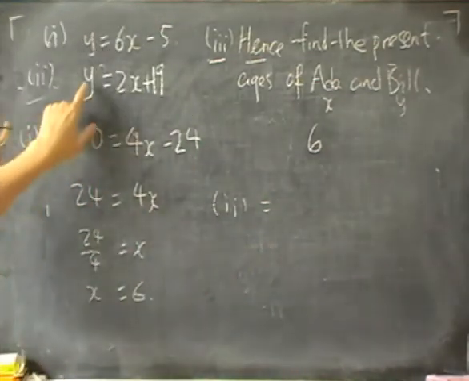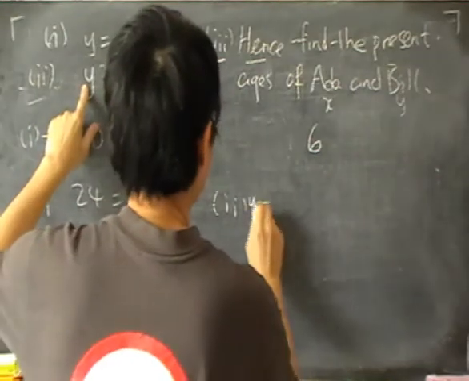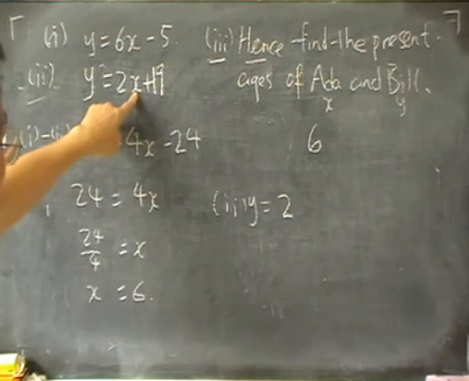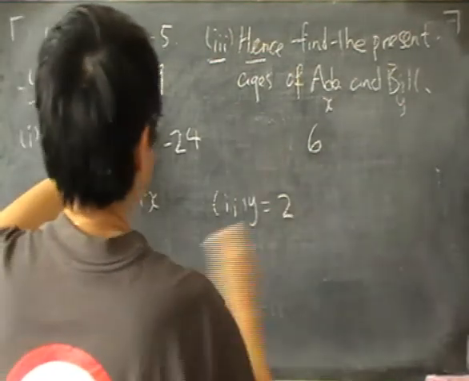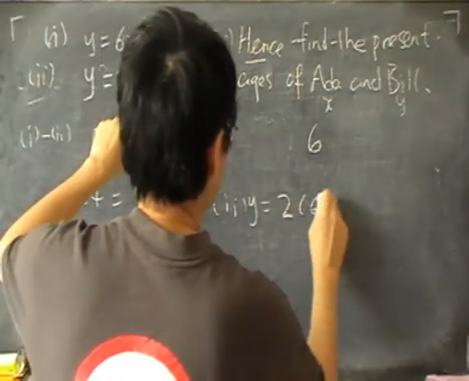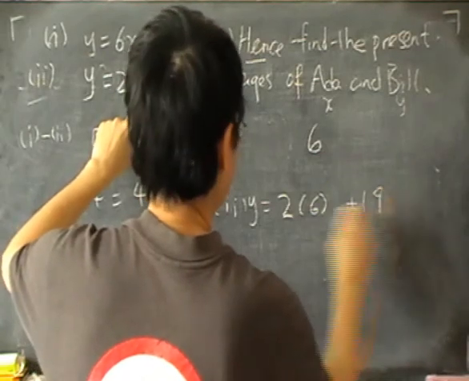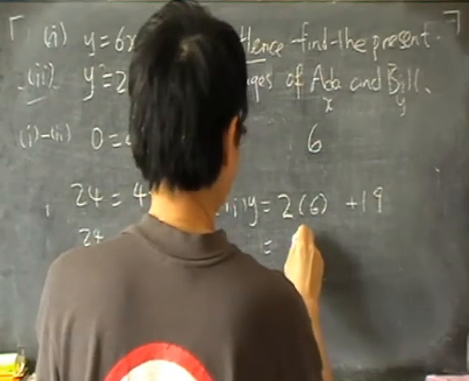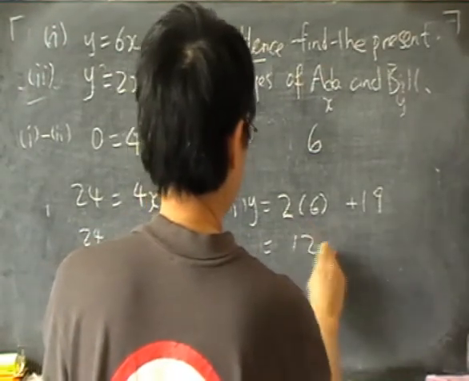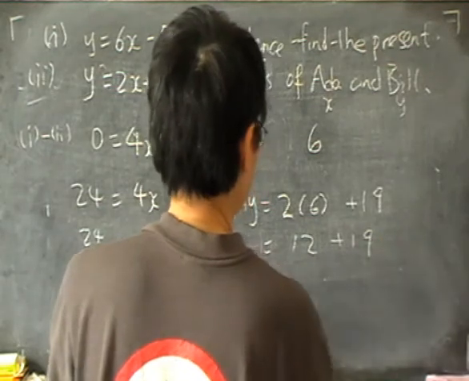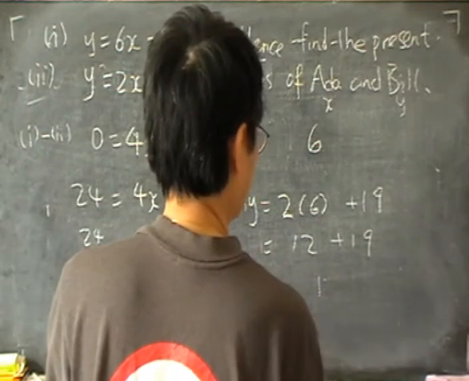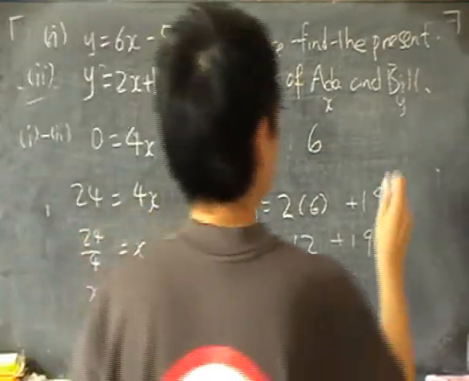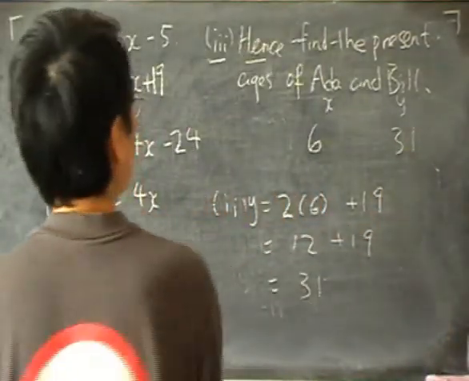From equation 2, I know that y is equal to 2x plus 19. Now x is 6. I already know that x is 6. So 2x is 2 times 6 plus 19. 2 times 6 is 12. 12 plus 19 is 31. So Bill is 31 years old.